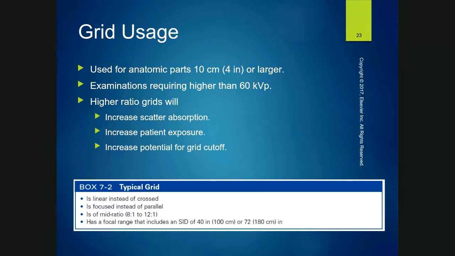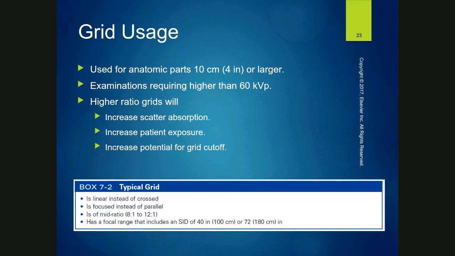Then there's a little box here that I stole from your book. It says that your typical grid is linear instead of crossed. I already told you that, so thank goodness. Is focused instead of parallel. Also pretty sure I told you that. If I didn't, I meant to. Has a mid-range ratio of like 8 to 12 to 1. You don't want a 16 to 1 for everything, because you don't need that much scatter cleanup, and you don't need to give that much more radiation for every single exam. But you also don't want to use a 4 to 1 or 5 to 1 grid for everything, because it's not as effective. So most places will have something in the middle range.